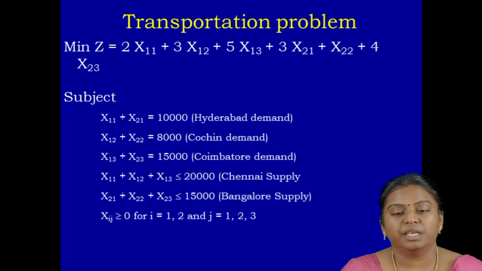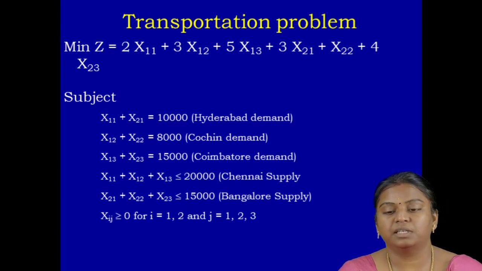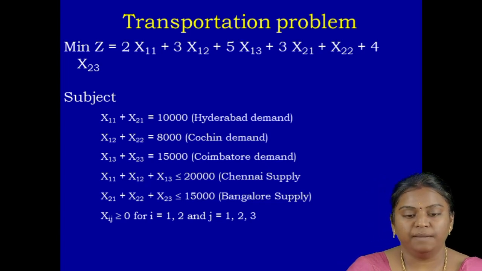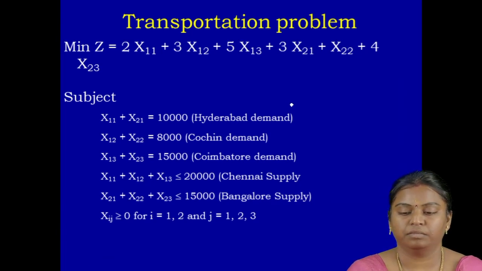Here the transportation problem is given like minimize z equal to 2x11 plus 3x12 plus 5x13 plus 3x21 plus x22 plus 4x23 subject to various constraints that is given in the tabulation. It is shown here.